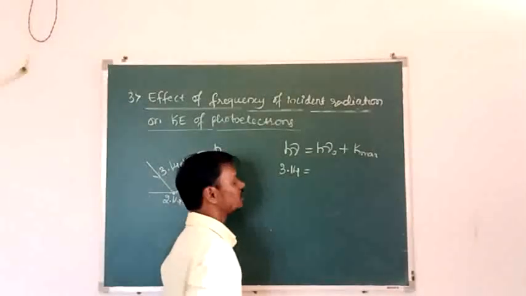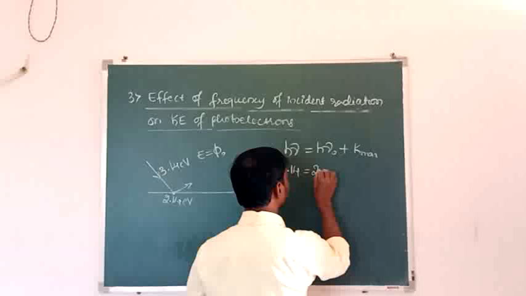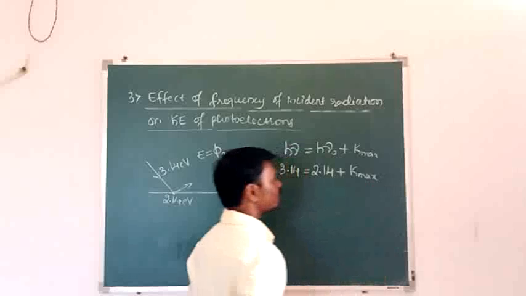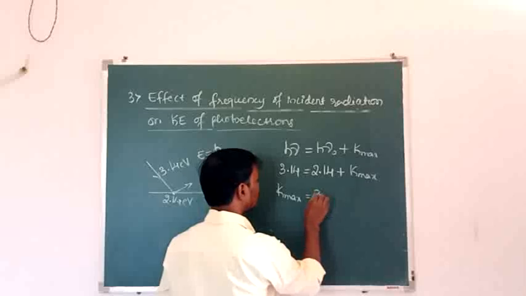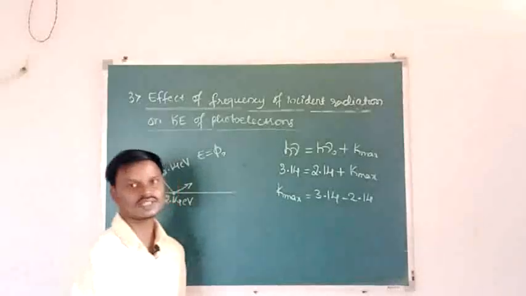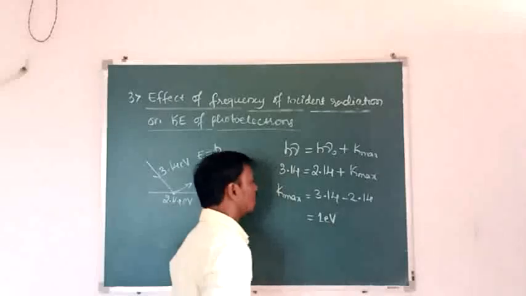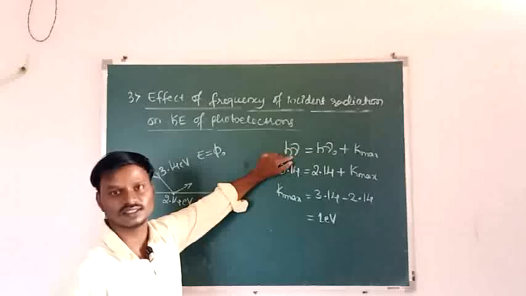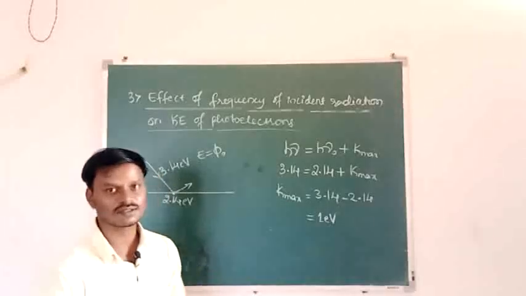Here the energy of incident radiation is 3.14, but what is the work function of the cesium metal? That is 2.14. Then what is the kinetic energy of the emitted electron from the cesium metal? That is 3.14 minus 2.14, that is 1 electron volt. How to increase the energy of incident radiation? By increasing the frequency of incident radiation. As the frequency of incident radiation increases, the kinetic energy of the ejected electron also increases.